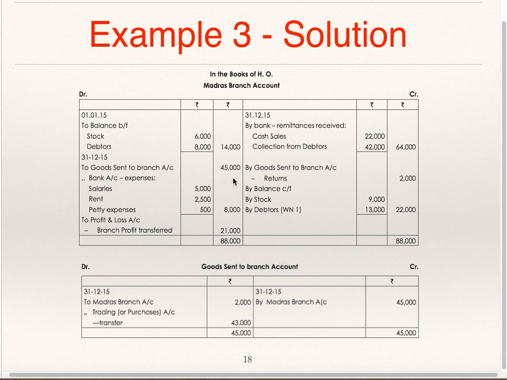This 2,000. Debit 45, credit 45. Here 2,000 credit, 2,000 debit. The balance will be transferred to trading or purchases account.